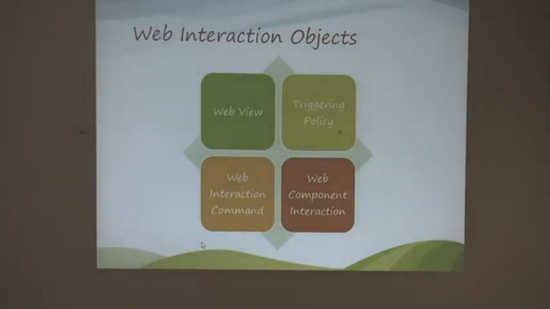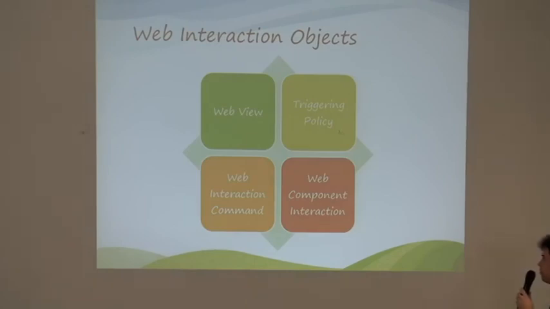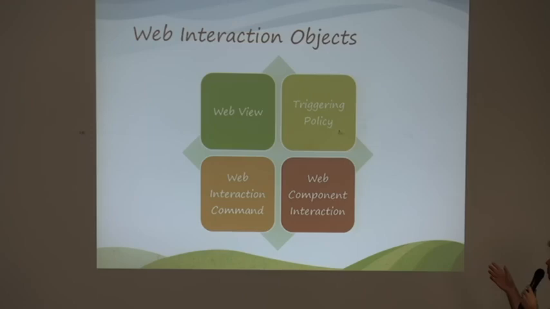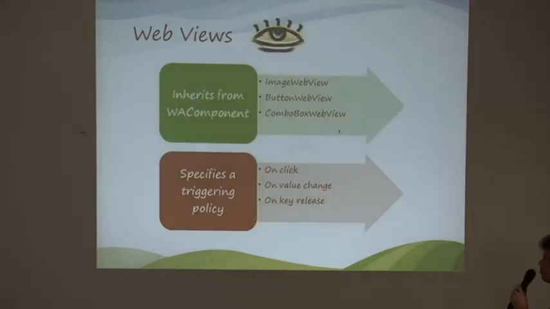Some of the web interaction objects that I propose as part of this library are the web views, triggering policies, web interaction commands, and the web component interaction that wraps it all up. What's a web view? Well, it's basically just some object. It inherits from a WAComponent, like an image, a button, a combo box. First of all, you have to reify the components, not just a canvas text input, but something that when it interacts with the canvas will create a text input.